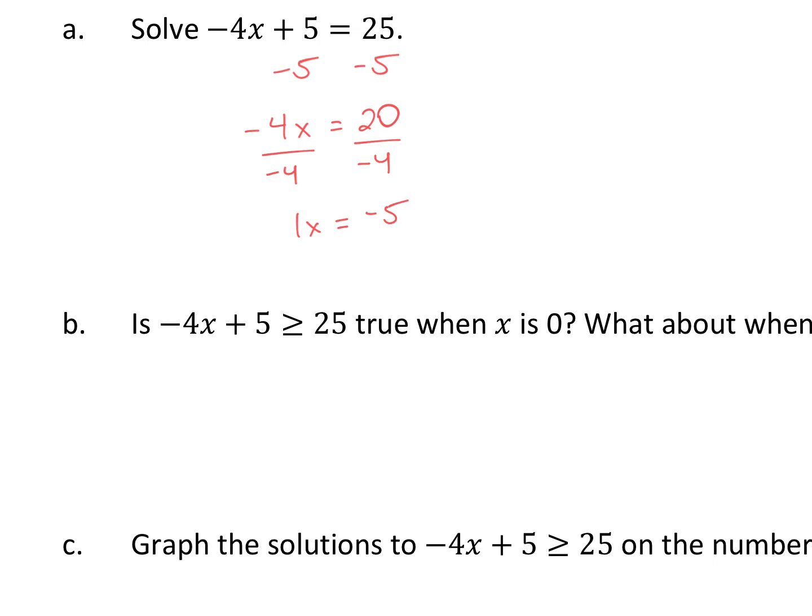So what I'm going to do is plug in 0 for x. Now this is a number bigger than negative 5. So when I plug in 0 for x, I have negative 4 times 0 plus 5. Well, negative 4 times 0 is 0, and 0 plus 5 is 5. So we're asking ourselves, is 5 greater than or equal to 25? That's the question we're asking ourselves. And it's not, right? It's smaller, so that's a no.